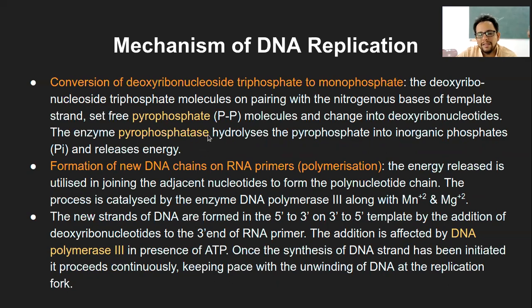Now the enzyme pyrophosphatase: pyrophosphate, and ase means breakdown. So this last ase will mostly stand for breakdown. So pyrophosphatase, the enzyme which breaks down pyrophosphate, will hydrolyze the pyrophosphate molecule into inorganic phosphate. That is an individual phosphate, always denoted by Pi, inorganic phosphate, and this way it will again release the energy. Whatever energy was used earlier to form triphosphate is released back at the end of this process, after the nucleotides are attached to the template strand.